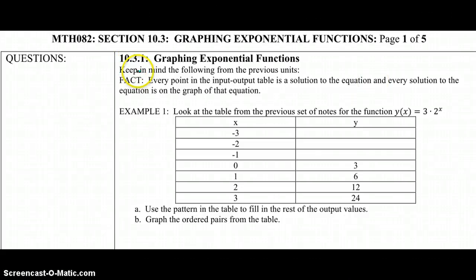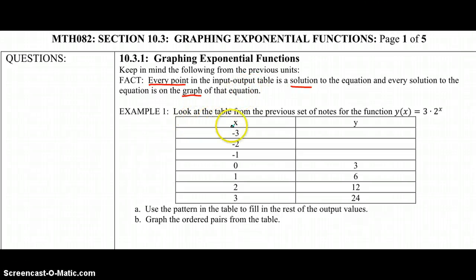So section 10.3.1, graphing exponential functions. Keep in mind the following from the previous units. Every point in the input-output table is a solution to the equation, and every solution to the equation is on the graph of that equation. So we're going to start with an input-output table of points to connect to make a graph.